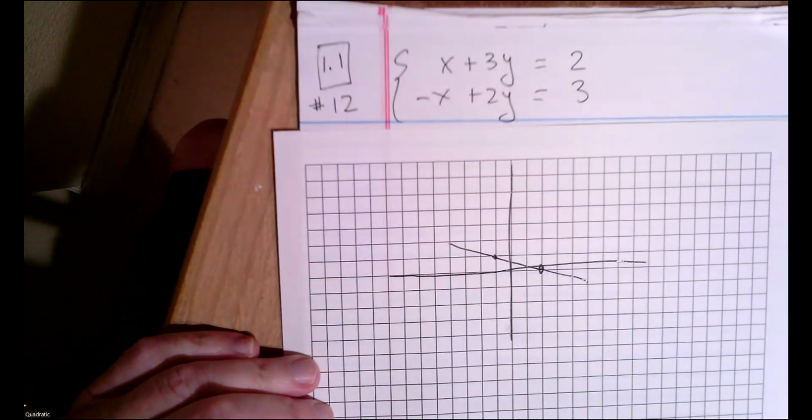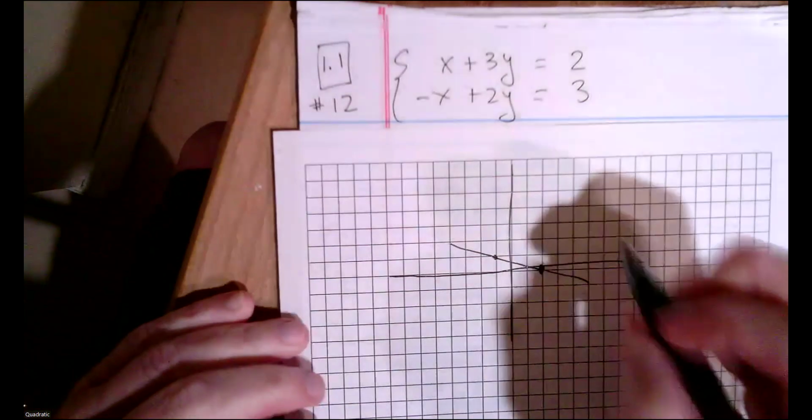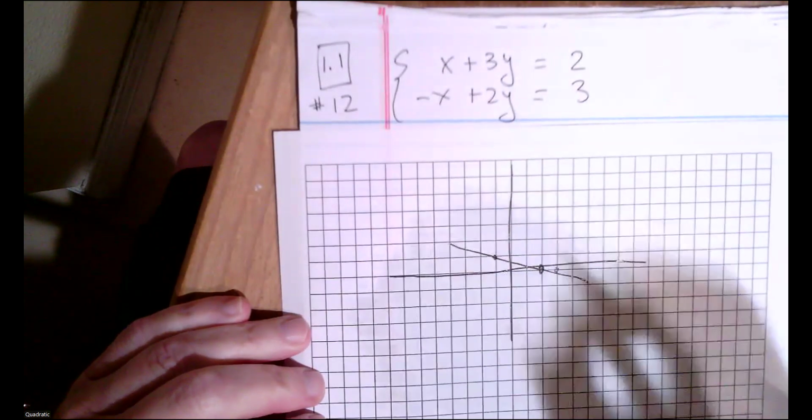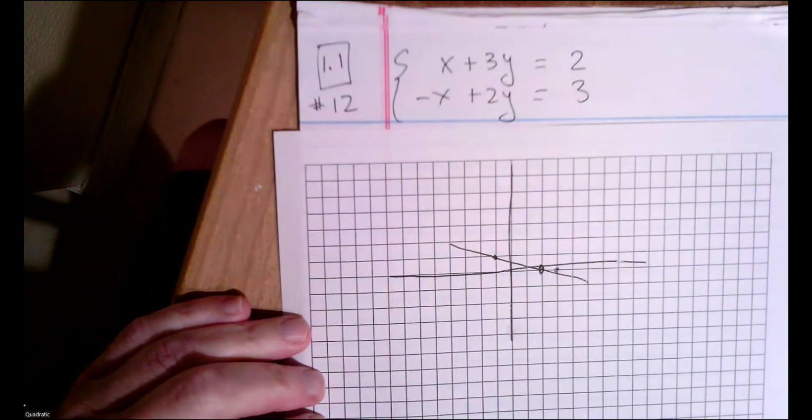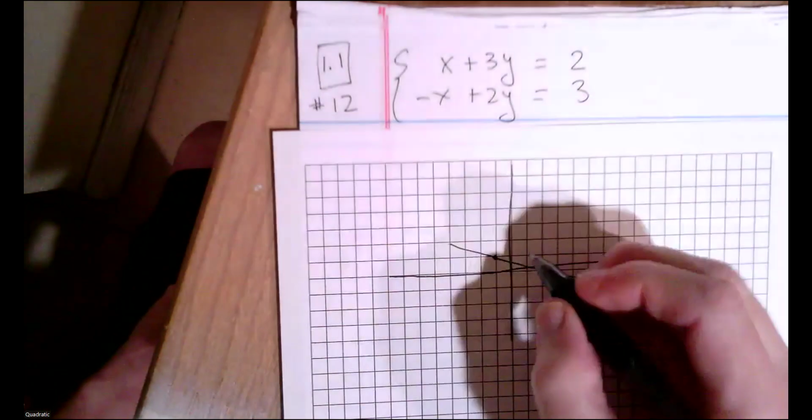All right, and for the other one, if y is 0, x is going to be positive 3. That's right there. And if y is 1, then x is going to be negative 1. That's that point.